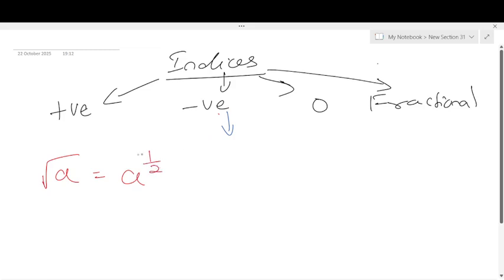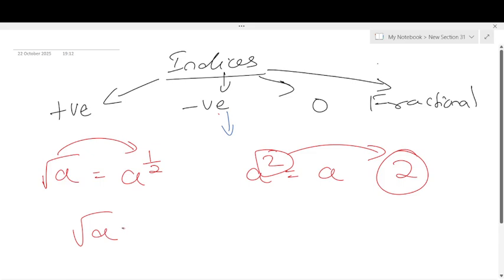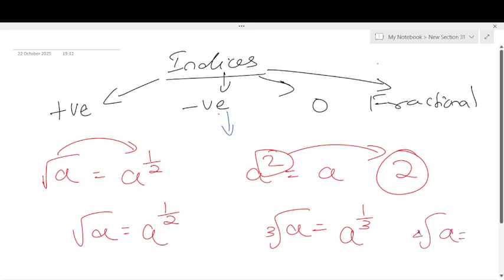The value of this root is 1 by 2. I taught this in the last chapter before the exam. See, there is a difference. Now tell me the value of this index. This is 2, right? But if I write square root of a, then you have to convert it into a to the power of 1 by 2. Very good. Next, if I write cube root of a, is it a to the power of 1 by 2 or 1 by 3? And the fourth root of a, what's the answer? All this comes under fraction.